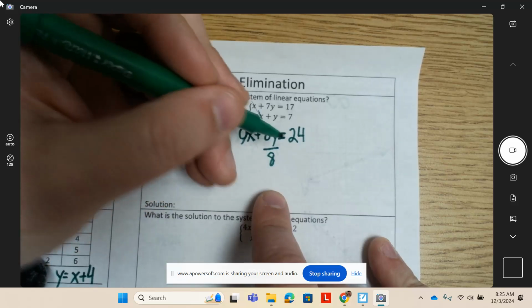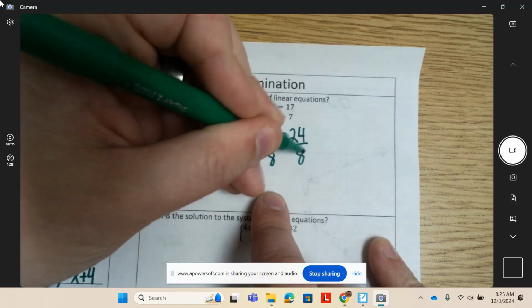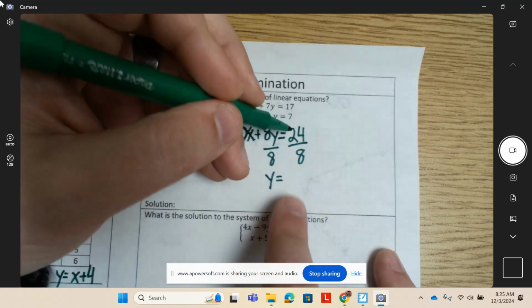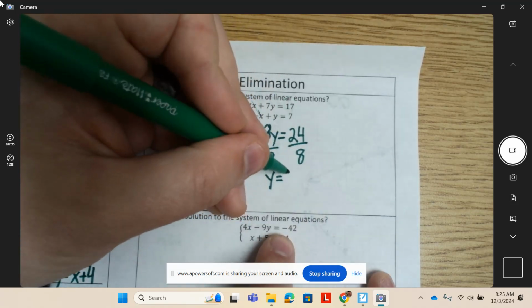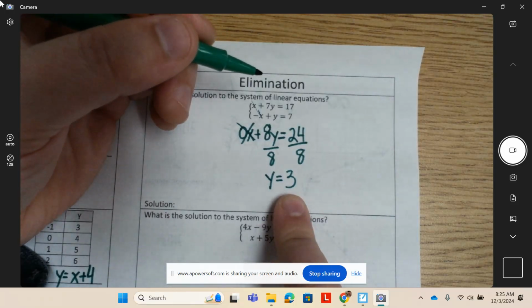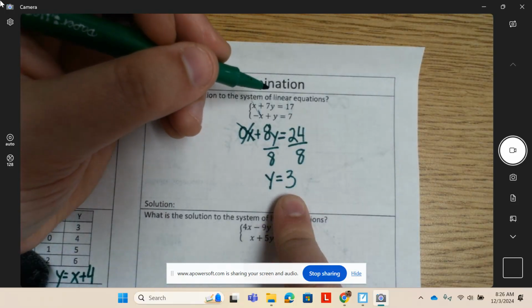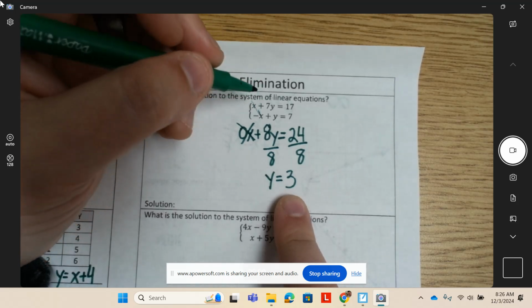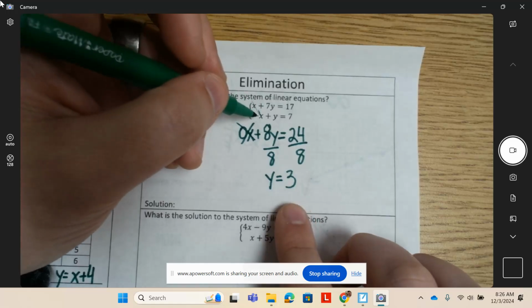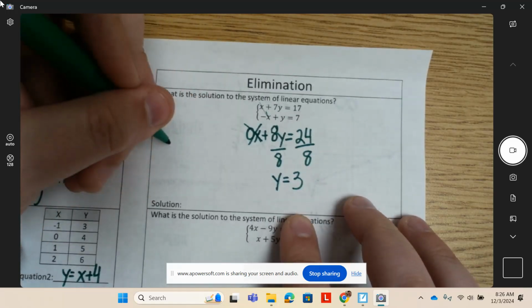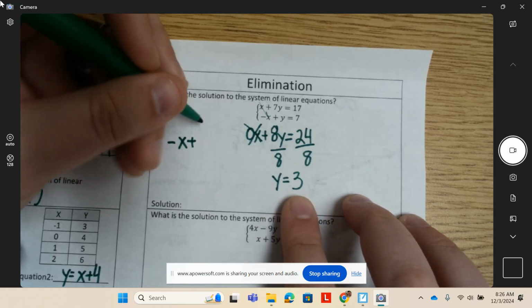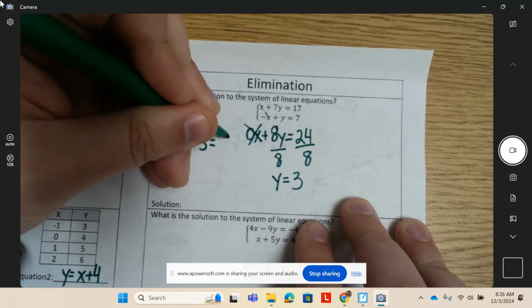Then I have a simple one-step equation, and I divide everything by 8, which gives me 24 divided by 8, which is 3. So now that I know that y equals 3, I can plug that into either one of my equations, and it's going to give me the answer for my x value. So I'll use that second equation, negative x plus y, and my y is going to be 3 now, equals 7.